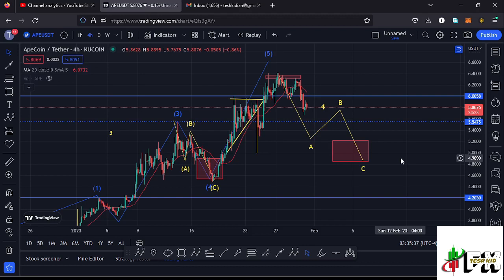We also tried to battle out a key area of resistance at around the $6.35 mark with no success, and we have continued pushing even lower in a move that has continued to obey the Elliott structures.